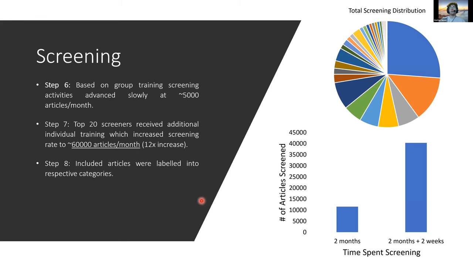Looking at actual screening progression, initially screeners worked at a decently slow rate of 5,000 articles per month. However, my supervisor and I then followed up with the top 20 screeners and gave them more tailored training, which increased their screening rate by 12 times to about 60,000 articles a month. And no, that is not a typo. Finally, these articles were then labeled into relevant categories.